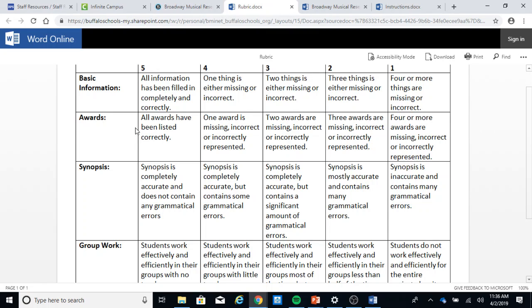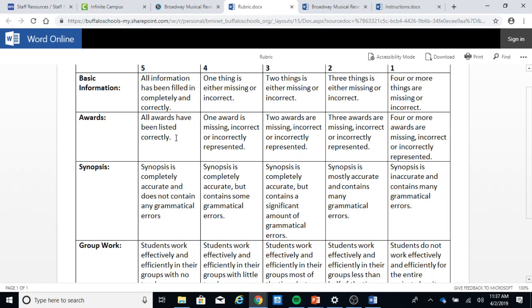Awards. That'll be the Tony awards section. I am only concerned with Tony Awards. So you're going to go through there. If you get 5 points, all awards have been listed correctly. A 4 would be 1 is missing or incorrectly represented. And then every time you have 1 missing or incorrectly represented, you'll lose a point there. Does that section make sense? We're good?